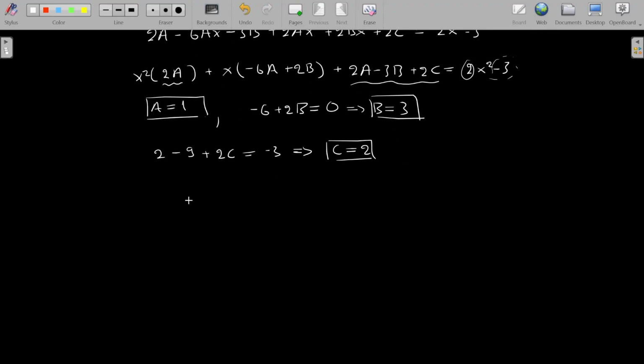So finally, the particular solution is x², because this is 1, plus bx, so 3x, plus c, and 2e^x plus this.